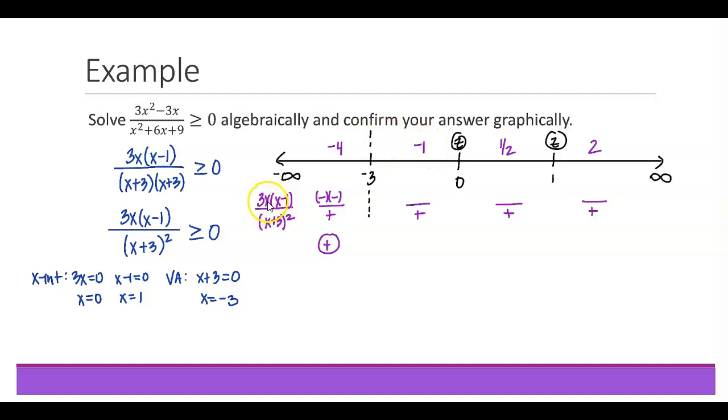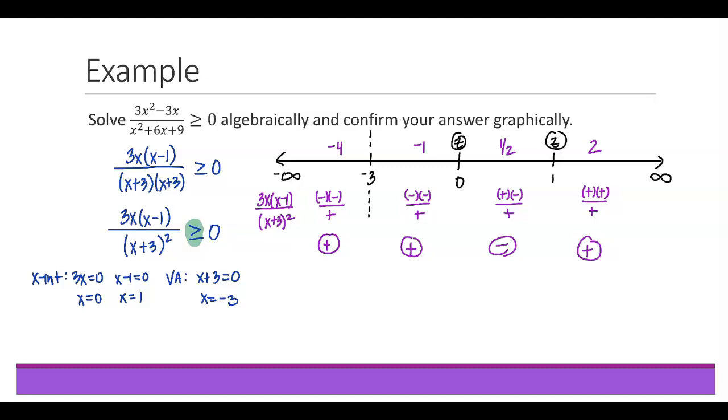And then negative 1, I'll get another negative times a negative. So overall, a positive interval. If I plug in a half, 3x would be positive, 1 half minus 1 would be negative, so positive times a negative would give me a negative. And if I plug in 2, I'll get a positive times a positive. So my final interval is a positive interval. Now we wanted to know, where is this function greater than or equal to 0? Where am I greater than or equal to 0?